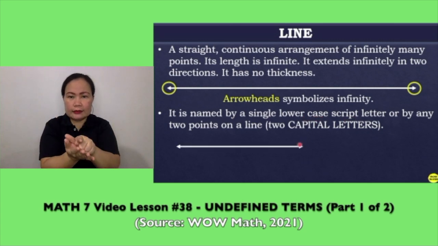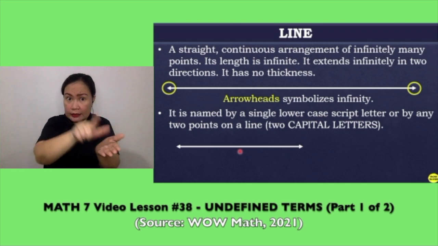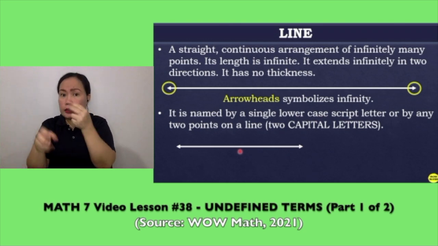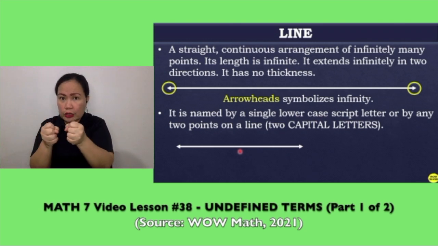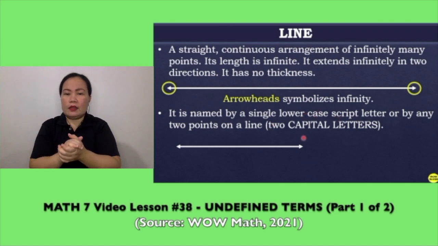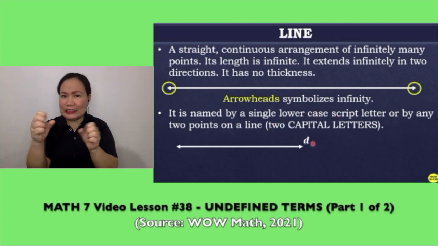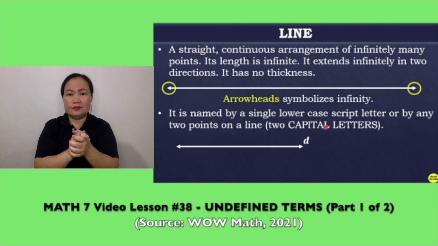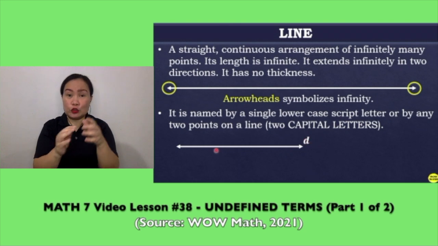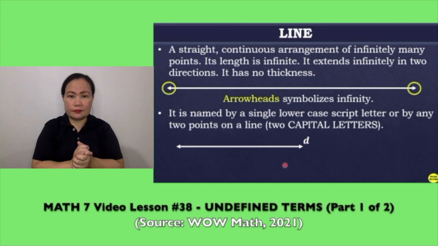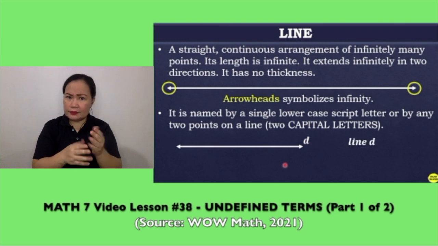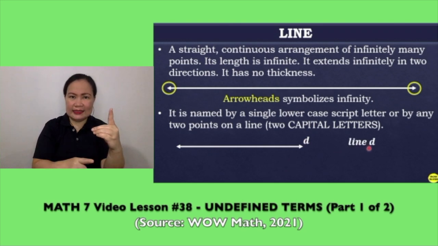Halimbawa, meron tayong line. Ang line natin, we have two ways of naming a line. So, first is by using a small script letter. So, halimbawa, ito. Okay, so, medyo maarte, parang ganun. So, I have here a line, and then we have here D. Okay, so, kapag pinangalanan natin to, this figure, how do we name it? We will name it as line D.